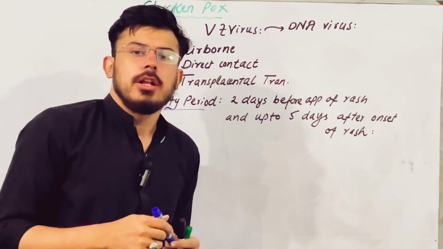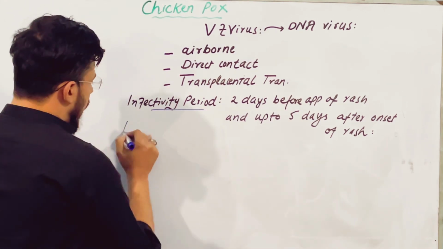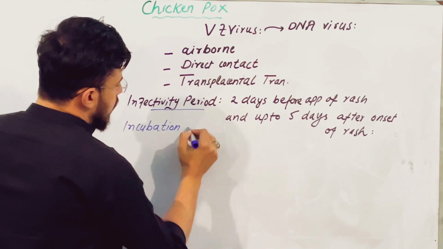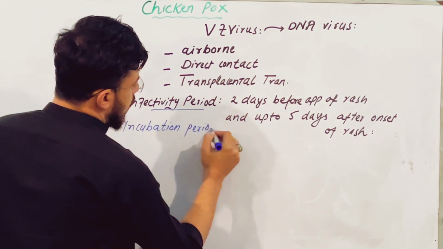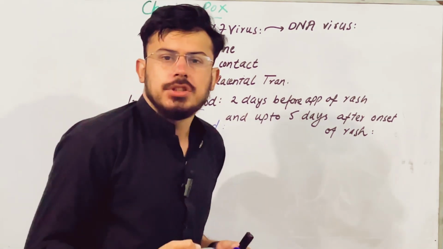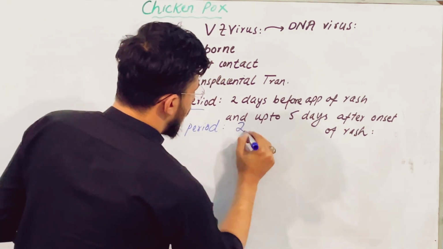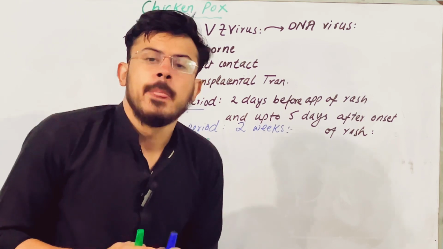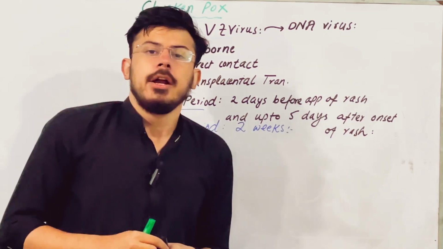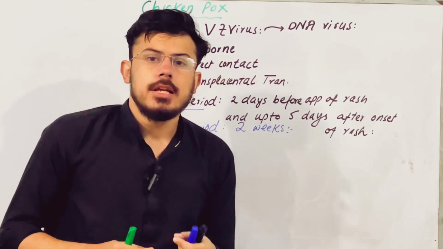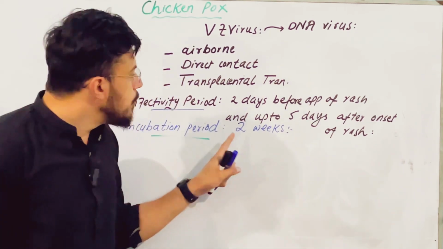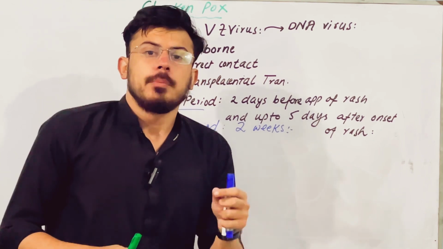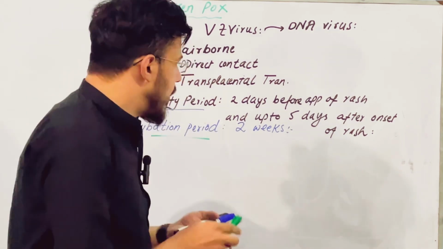If we talk about the incubation period, what is the incubation period for chickenpox? The incubation period for chickenpox is 2 weeks. What does incubation period mean? If someone is suffering from varicella zoster infection, for up to 2 weeks there will be no symptoms, but after 2 weeks the patient enters the prodromal phase.